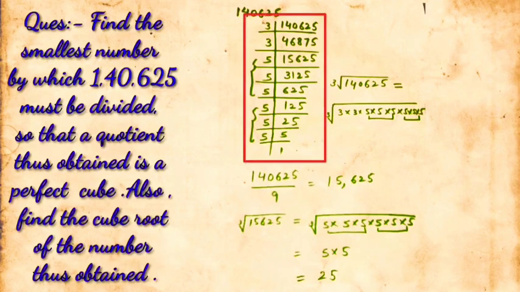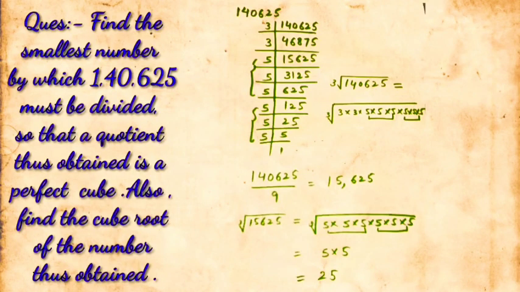So firstly it will go on 3, then it will be 46,875, again it will go on 3, 15,625, and the last digit is 5, so it will be divisible by 5, then the answer will be 3,125, again 5 625, again on goes on 5 125, again goes on 5 25, and 25 goes on 5, again it will be 5.